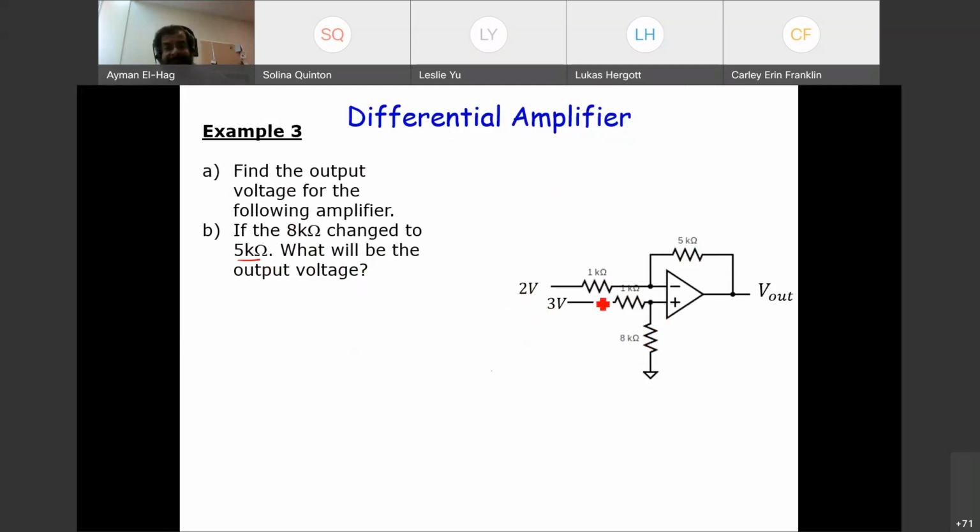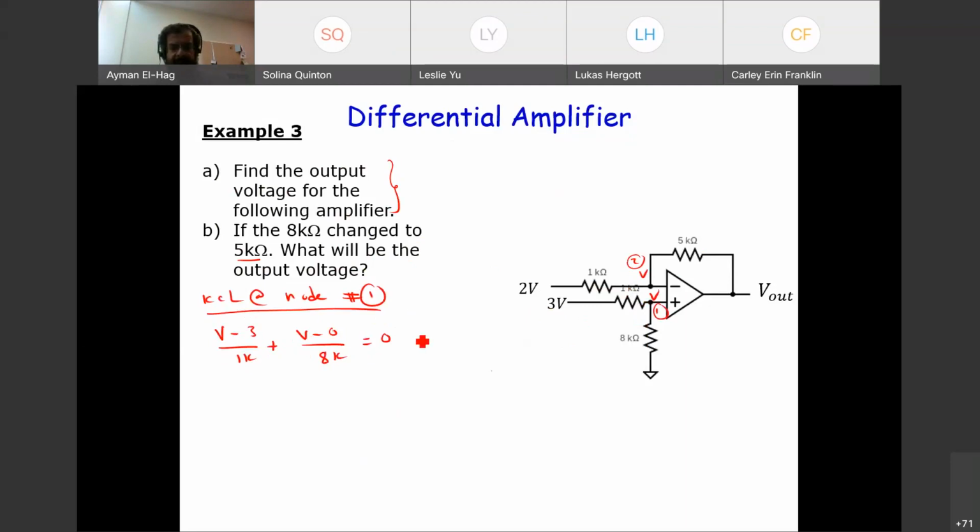So here, for this circuit in part A, we need to analyze it. Okay, so I will call this V and this V, these two unknown voltages. I will call this node number 1 and this node number 2. So apply KCL at node number 1 here. So we will have V minus 3 divided by 1K plus V minus 0 divided by 8K is equal to 0.